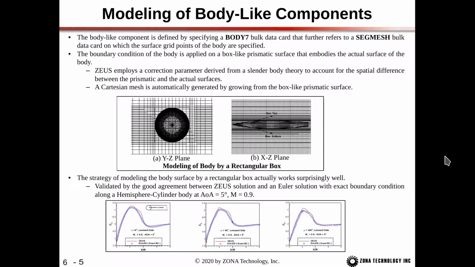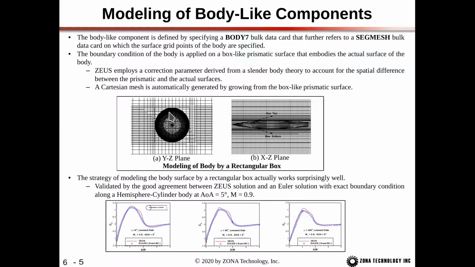Okay, moving on to the Bodylike components. The Bodylike component is defined by specifying a body 7 bulk data card that further refers to a seg mesh bulk data card on which the surface grid points of the body are specified. And the boundary condition of the body is applied on a box-like prismatic surface that embodies the actual surface of the body. Now, ZEUS employs a correction parameter derived from a slender body theory to account for the spatial difference between the prismatic and the actual surfaces. And the Cartesian mesh is automatically generated by growing from the box-like prismatic surface.